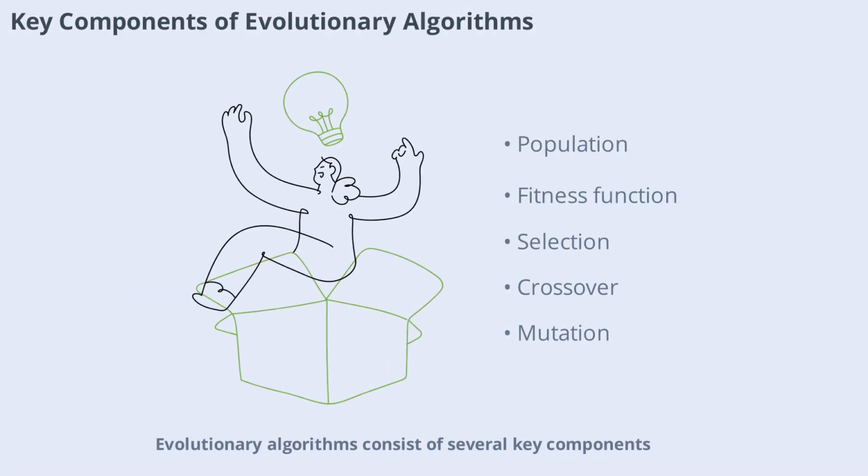Evolutionary algorithms consist of several key components: a population of candidate solutions, a fitness function to evaluate them, and genetic operators like selection, crossover, and mutation. The process begins with a randomly generated population. Each candidate is evaluated and the best performing ones are selected to create the next generation. Through crossover, solutions combine their features, while mutation introduces random changes. This cycle repeats, gradually evolving better solutions.